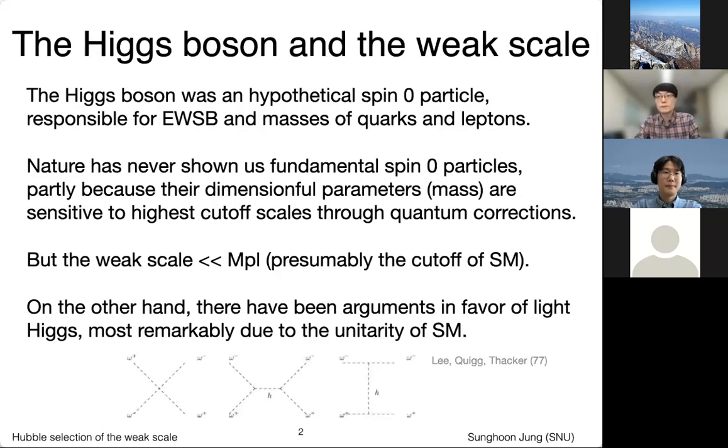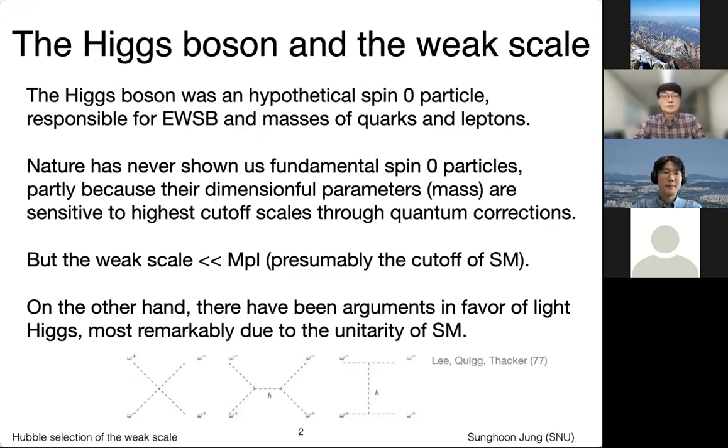So let me start by giving you some background physics and characters. Before the discovery of the Higgs boson, it was a hypothetical spin zero particle responsible for electroweak symmetry breaking and masses of quarks and leptons. But actually nature has never shown us fundamental spin zero particles. So it was a big puzzle whether a fundamental spin zero particle really exists or not.